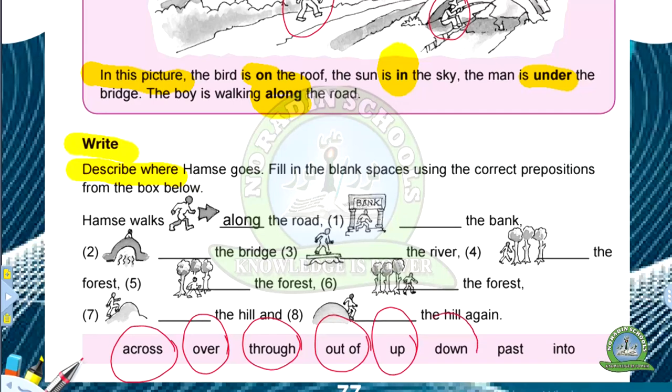The word number six is down. And the word number seven is this word past. And the last word to fill in the blank spaces is into.